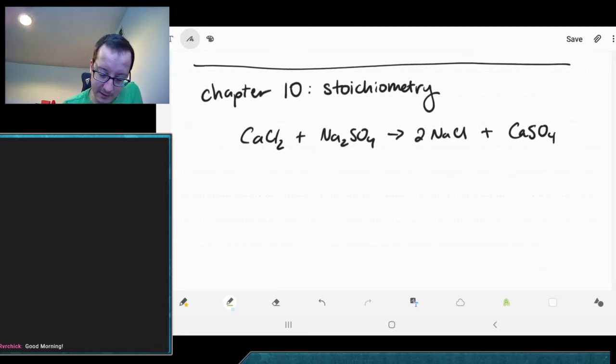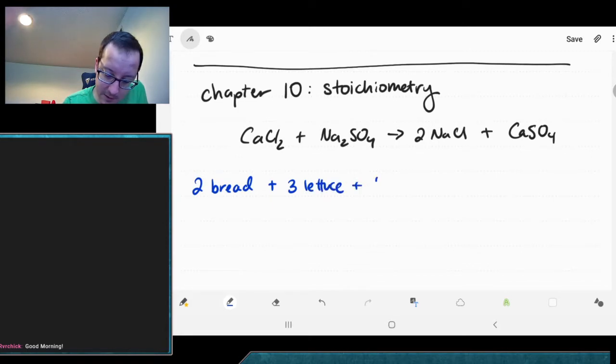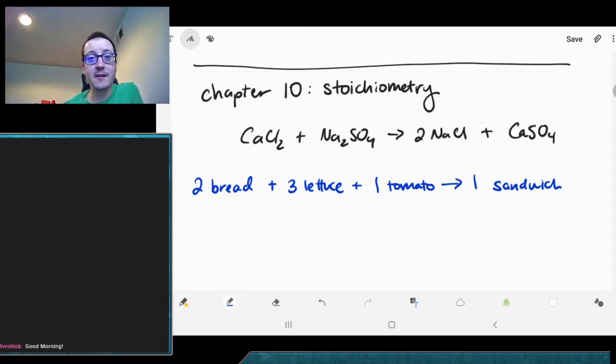If we take a look at this in a different light, if we say we're going to take 2 pieces of bread plus 3 pieces of lettuce plus 1 tomato, and we're going to make a sandwich, it's going to be the same thing. So a recipe like this, we take some reactants and make them into a product. It's just like a chemical equation. We take some reactants, whatever those may be, and come out with some products, and they come in these predefined ratios.